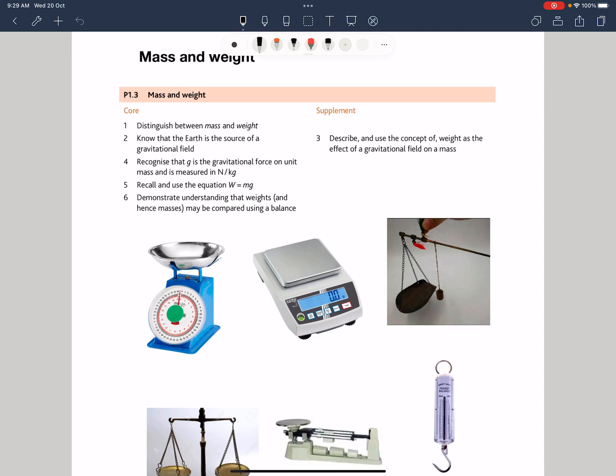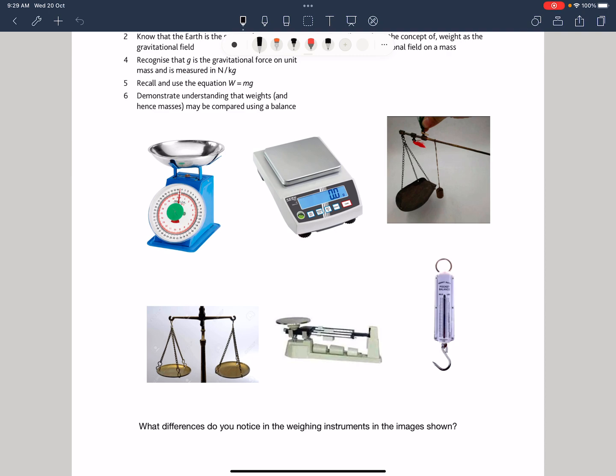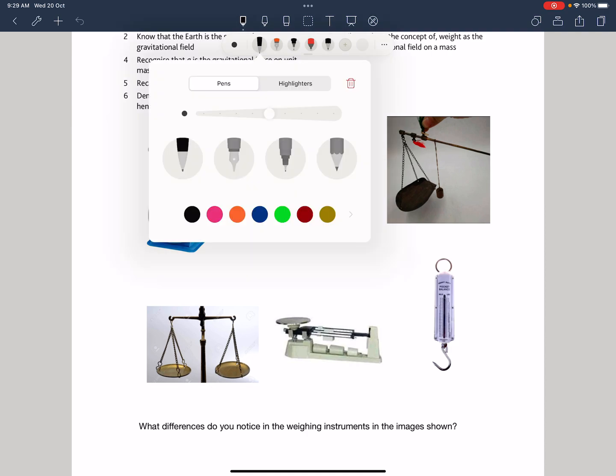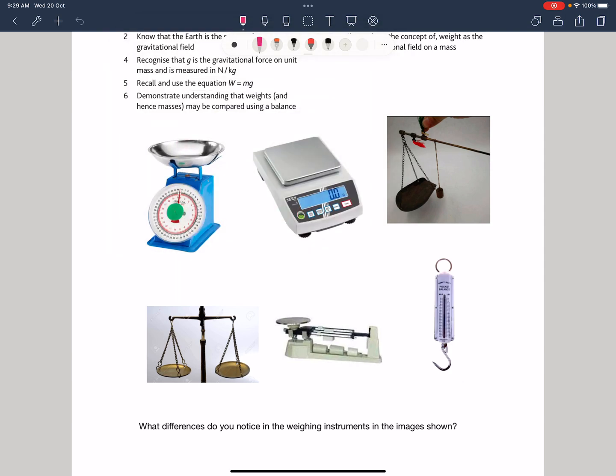For the first part, I want you to look at these few diagrams and notice what difference there is in the instruments shown. You should observe that there are generally two types of measuring instruments. The first type is where you put something on it, and it presses the platform down, and that force of pressing down gives the weight. So that's this type of instrument.